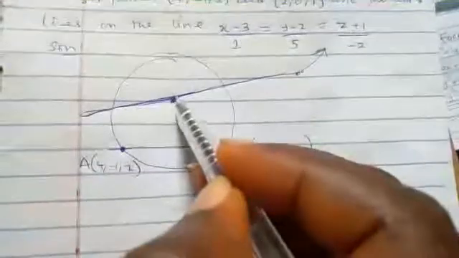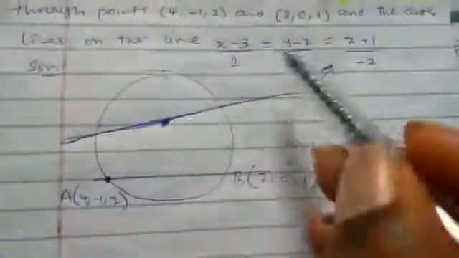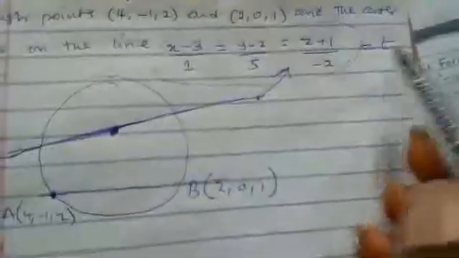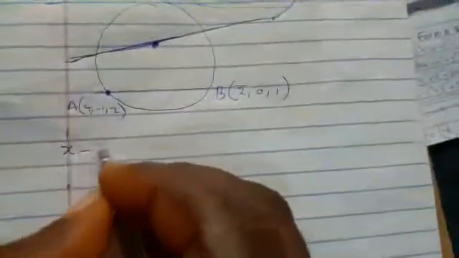Now, any point on this straight line on which the center of this sphere lies must satisfy this relationship. So in order to get this point, we need to express this line in its parametric form, like this. This is the line. Let's equate it to, let's say, t. From that we have x minus 3 over 1 is equal to t. So this will be x minus 3 is equal to t.